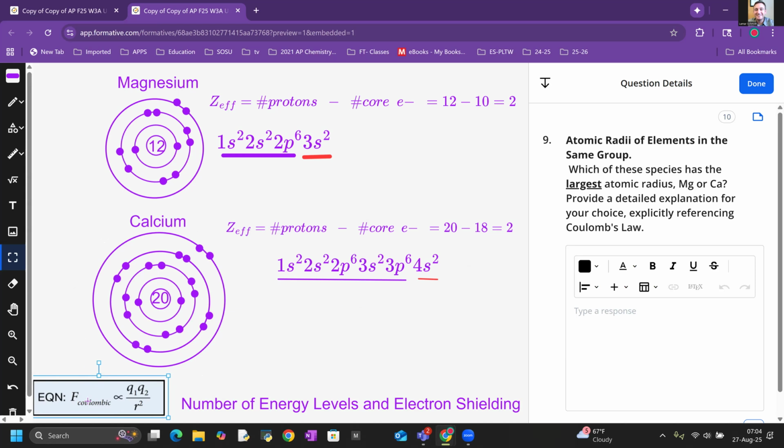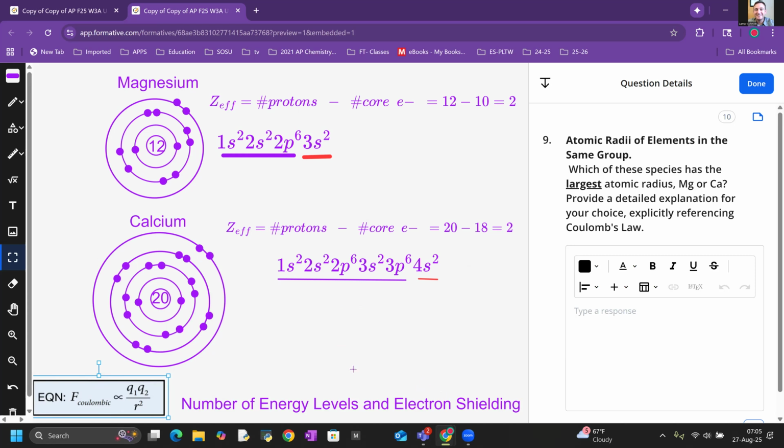Now, that comes into play more so when we talk about ionization energy than it does atomic size. But nonetheless, I still want to bring it up even in atomic size, because the force of attraction is much less between these valence electrons and the nucleus because it has more energy levels. Now, why is calcium larger than magnesium? Obviously, calcium. Why? Because it has more energy levels. There you go.